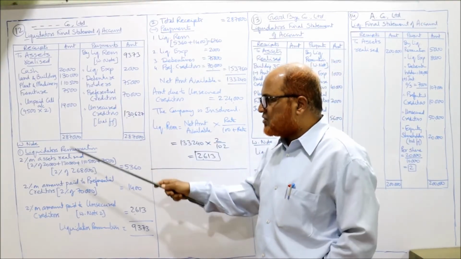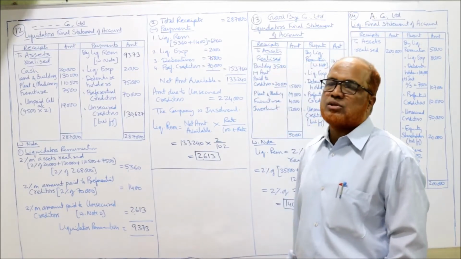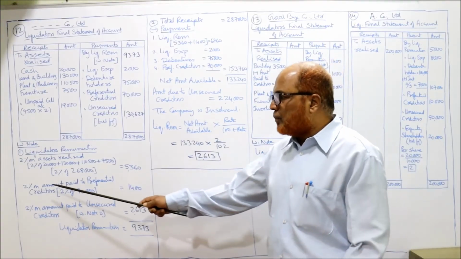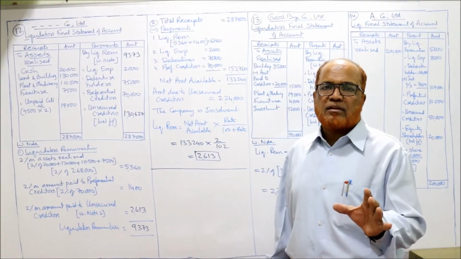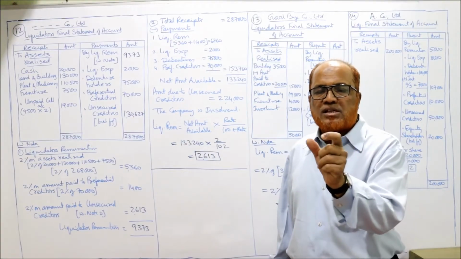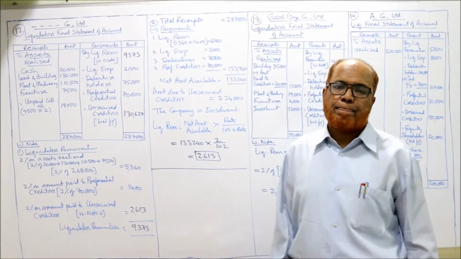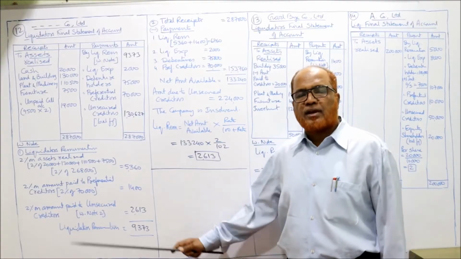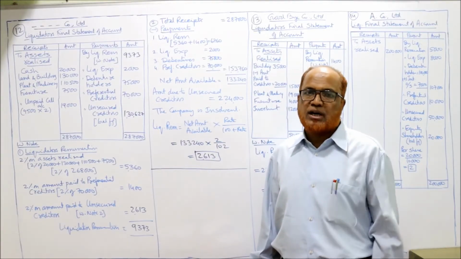So add up all these four amounts, you'll get 2,68,000 into 2%, you'll get 5,360. This is the remuneration on assets realized. Now 2% on amount paid to preferential creditors. Nothing is given. Only it is given that 2% should be paid on amount paid to unsecured creditor. And preferential creditors are unsecured only. So for calculating liquidator remuneration, we should include remuneration on preferential creditors also.